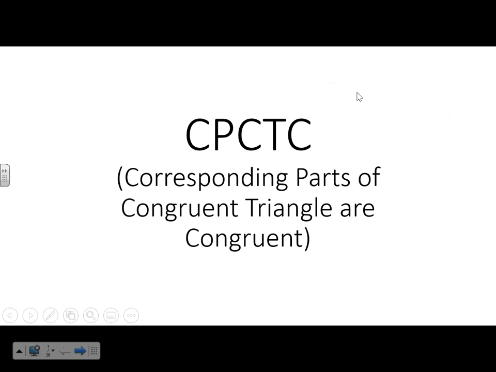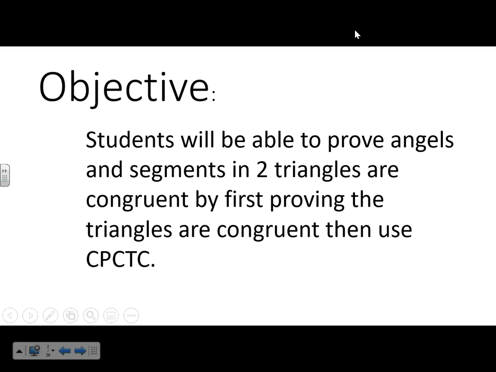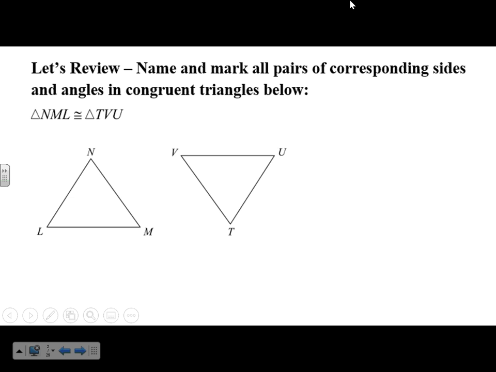Lesson is over. CPCTC, corresponding parts of congruent triangles are congruent. So the objective: you will be able to prove angles and segments in two triangles are congruent by first proving the triangles are congruent and then using CPCTC. So let's do a little bit of review before we get into the CPCTC.